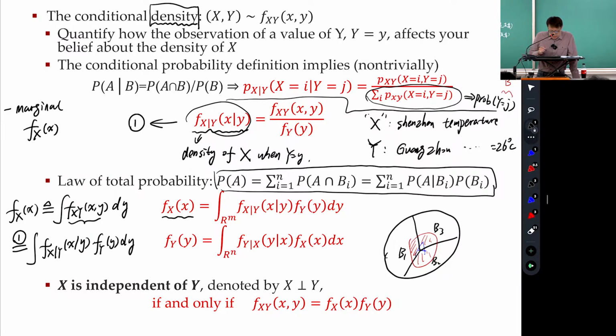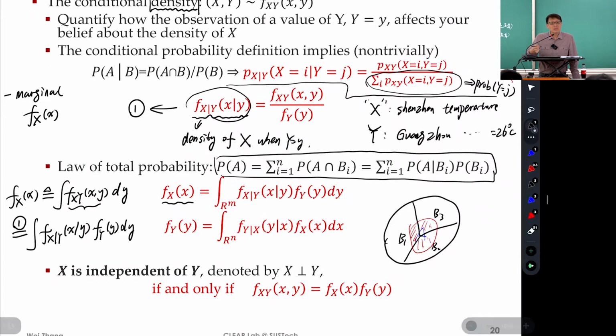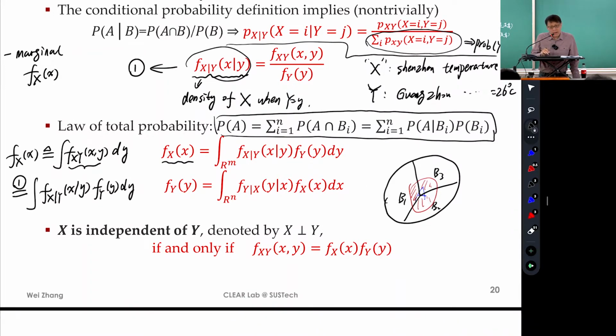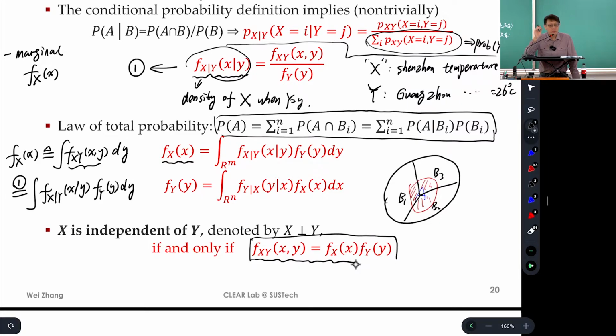Okay, and we all know that statistical independence means conditioning on y values or not doesn't change the uncertainty of that variable. Then these two are independent. I think all of you remember this formula, right? The joint density function can be factored into the multiplication of marginals.